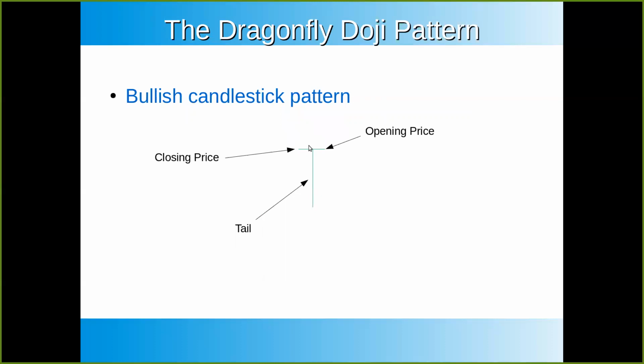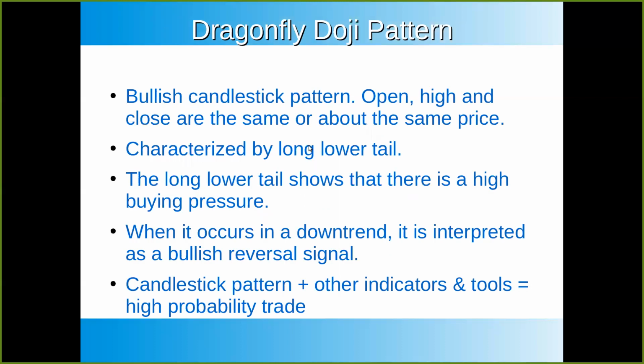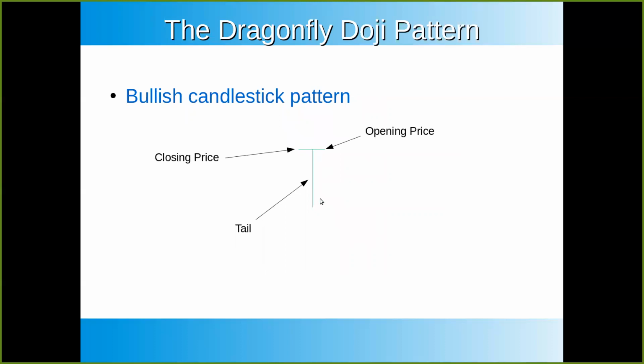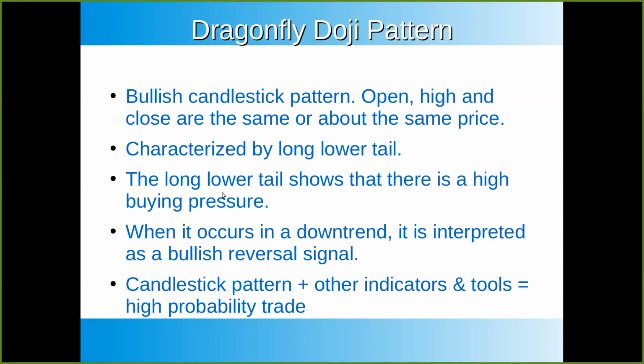Now, this is a very strong bullish candlestick pattern when you find it. Some of its characteristics: the open, the high, and the close, like I mentioned earlier, are at the same point. It is characterized by a long tail. You see, the tail is coming downward, a long downward tail. Then the long lower tail shows that there is high buying pressure.